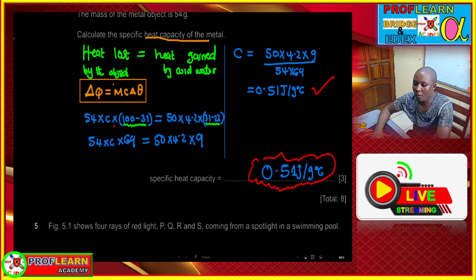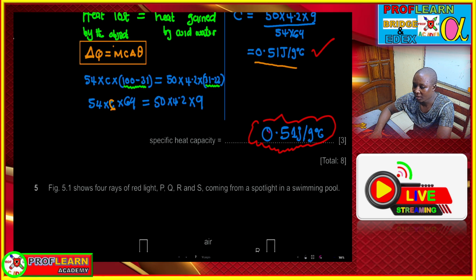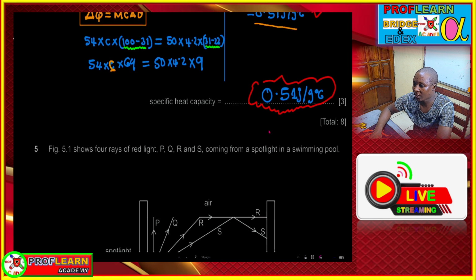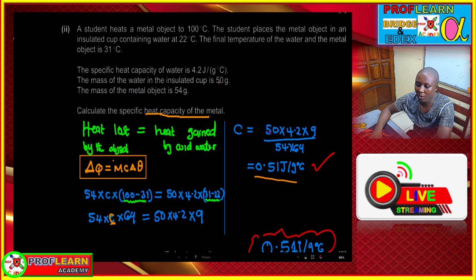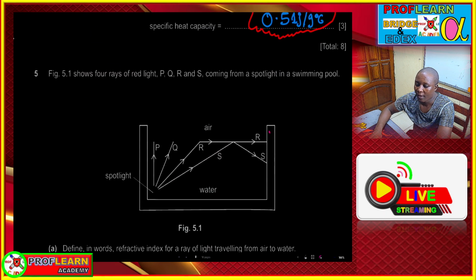If you divide both sides by 54 times 69, because we want to make the specific heat capacity the subject, we get our specific heat capacity as 0.51 joules per gram per degree Celsius. So basically that's what you are supposed to do in question 3 and question 4. Next, we are going to look at the question of refraction.